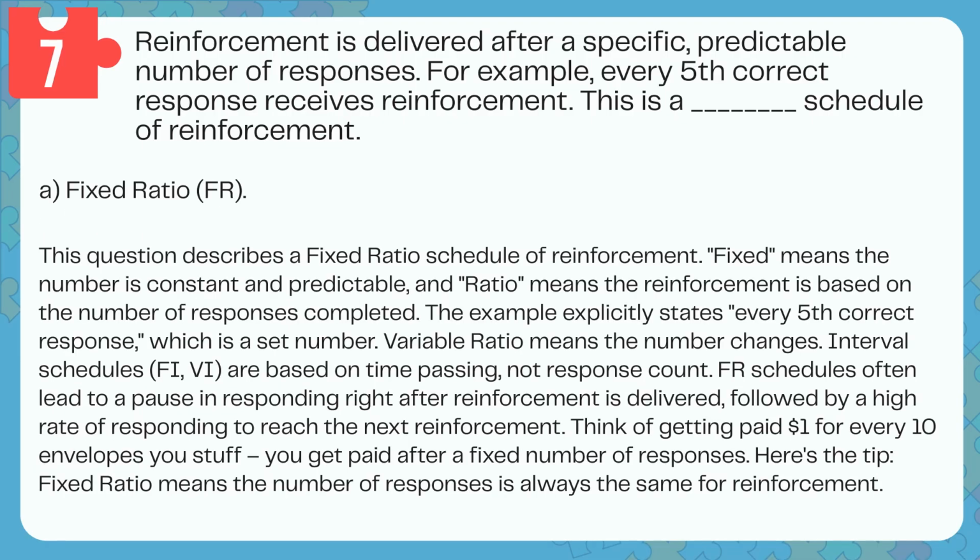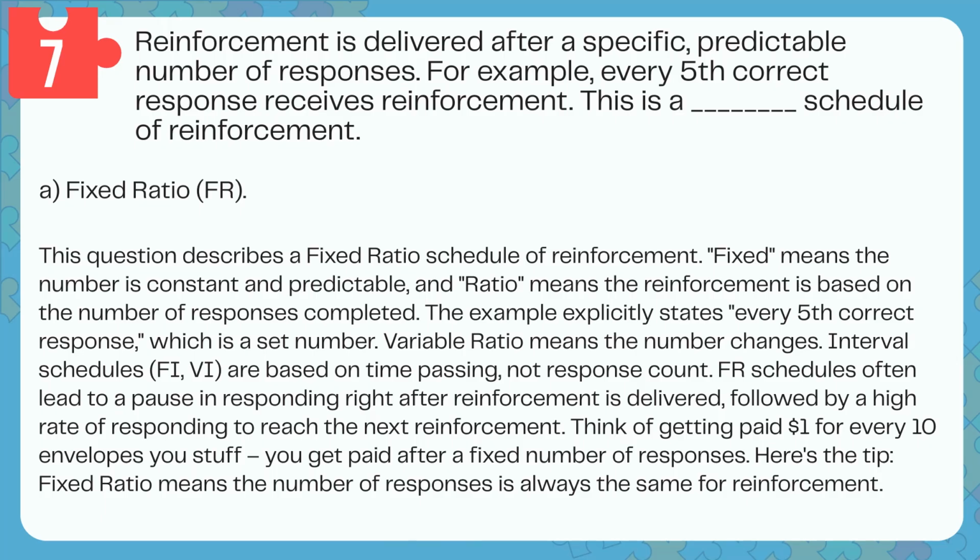Answer: A, fixed ratio, FR. This question describes a fixed ratio schedule of reinforcement. Fixed means the number is constant and predictable, and ratio means the reinforcement is based on the number of responses completed. The example explicitly states every fifth correct response, which is a set number. Variable ratio means the number changes. Interval schedules, FI and VI, are based on time passing, not response count.